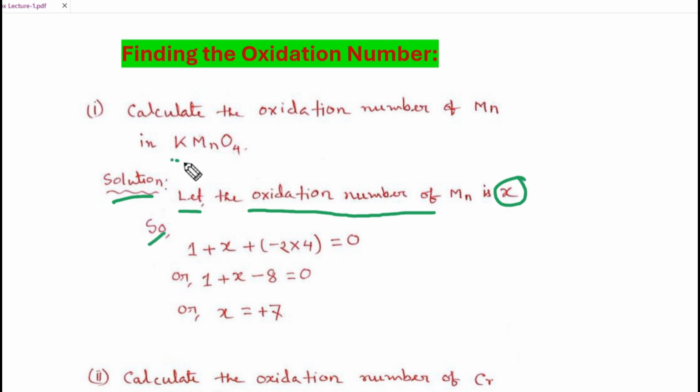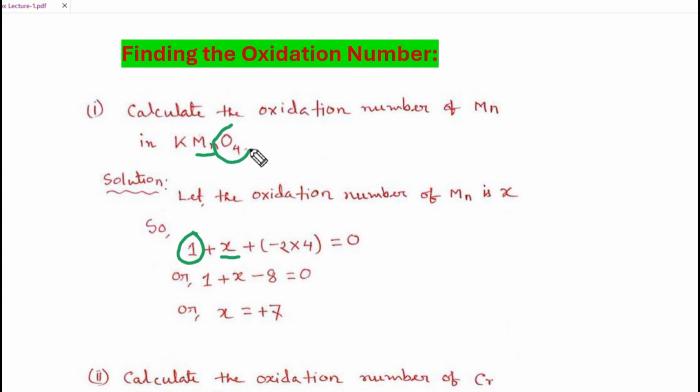So here potassium oxidation number is 1. Why? Because potassium is in group 1. Group 1 potassium plus MnO4 minus. So potassium is in group 1, that's why here plus 1. Manganese X. You don't know X, so you will calculate X.